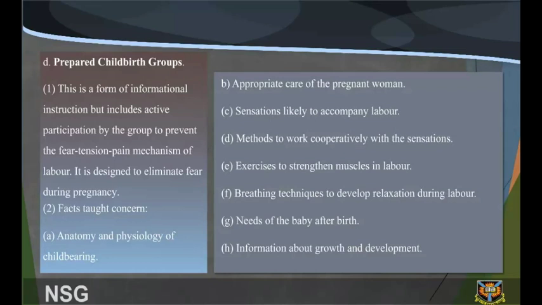D. Prepared childbirth groups. This is a form of informational instruction but includes active participation by the group to prevent the fear-tension-pain mechanism of labor. It is designed to eliminate fear during pregnancy. Facts, thoughts, concerns: anatomy and physiology of childbearing. Appropriate care for the pregnant woman. Sensations likely to accompany labor. Methods to work cooperatively with the sensations. Exercises to strengthen muscles in labor. Breathing techniques to develop relaxation during labor. Needs of the baby after birth. Information about growth and development.